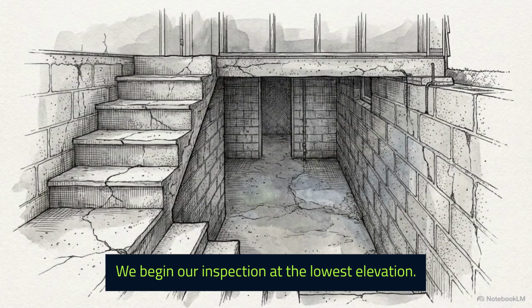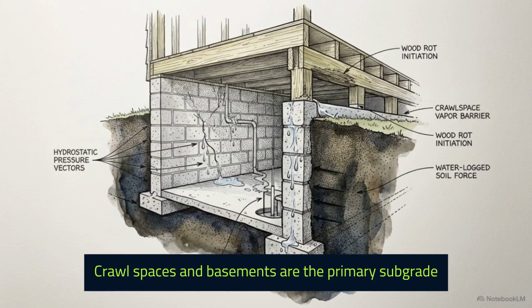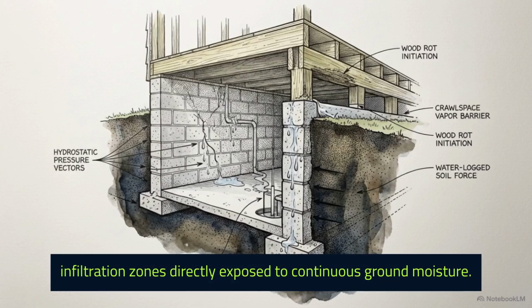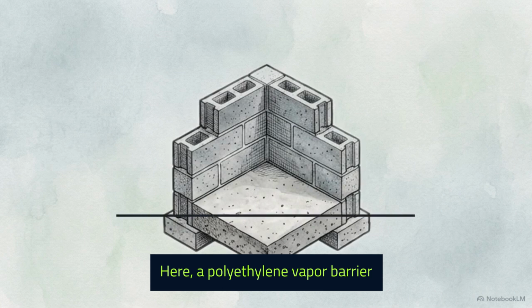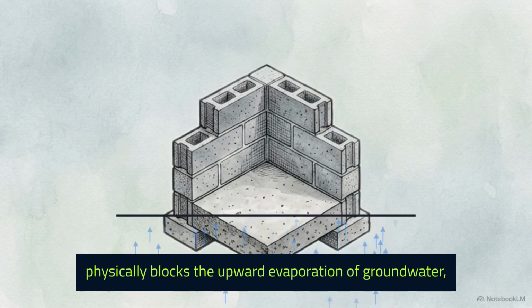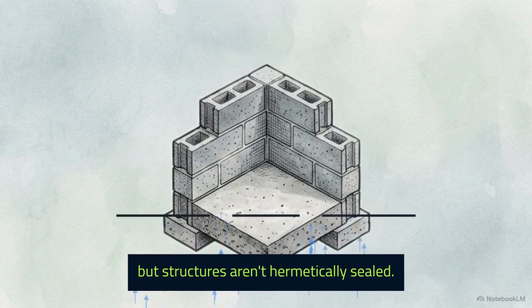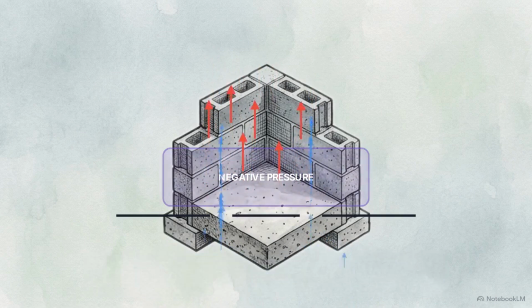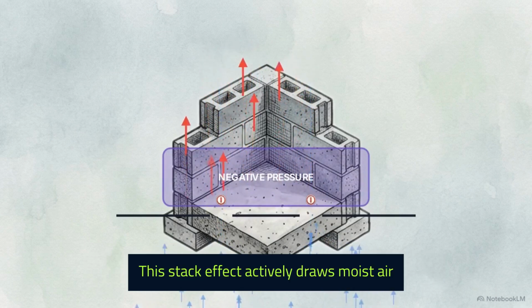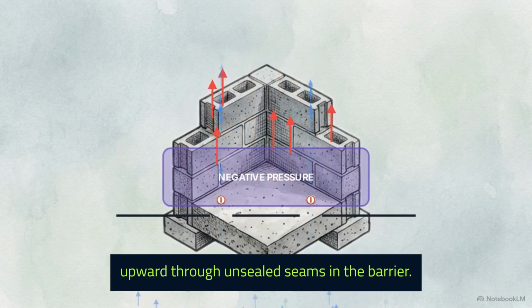We begin our inspection at the lowest elevation. Crawlspaces and basements are the primary subgrade infiltration zones, directly exposed to continuous ground moisture. Here, a polyethylene vapor barrier physically blocks the upward evaporation of groundwater. But structures aren't hermetically sealed. Warm air rising creates negative pressure at the base. This stack effect actively draws moist air upward through unsealed seams in the barrier.